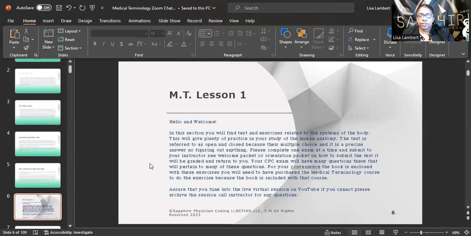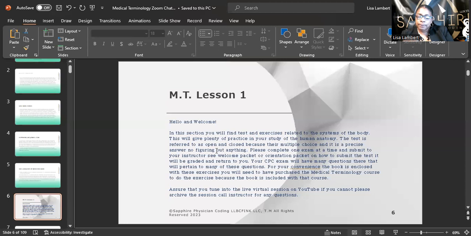Okay, so this is your MT lesson one. Basically, it's almost the same as your PDF. It's just giving you insight about what's going to be in the course. Okay, in this section, you will find tests and exercises that are related to the body systems. So each one of those chapters will relate to a body system and it'll just give you insight on different parts of the body.